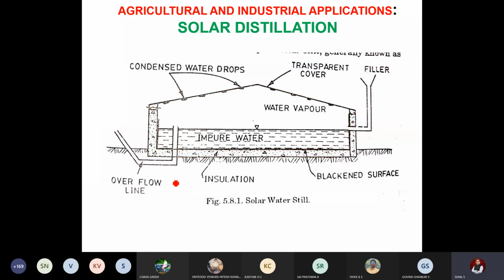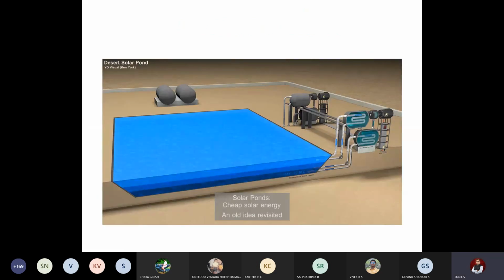Just take down any doubts you can ask me. With this, applications we have completed. There is one small topic left out. Solar pond, there is a video I'll circulate. You can go through later on how a pond works.